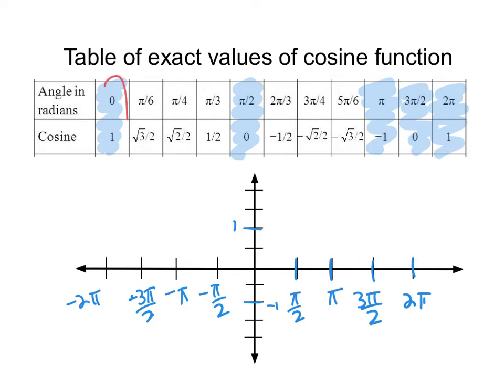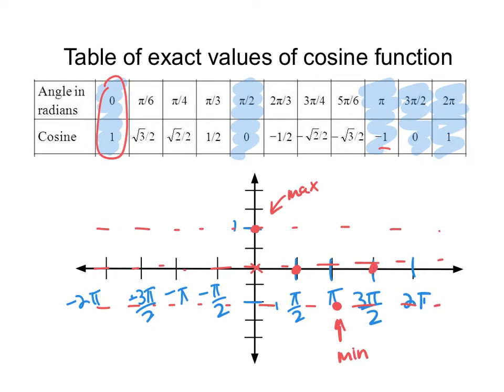And we have 0, 1. So we start now at the maximum. Before we started at the midline with the sine. But cosine starts at the maximum, the highest point, because remember, we can never go above or beyond this without any transformations. At pi over 2, I'm at 0, which is on the midline. At pi, I'm at -1. I'm at the minimum right here. 3 pi over 2, I'm back at the midline. And at 2 pi, I'm back to the maximum right here.